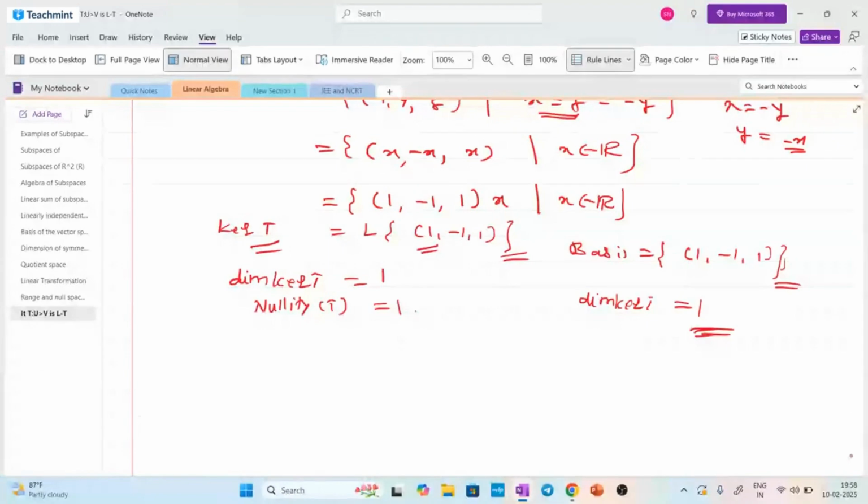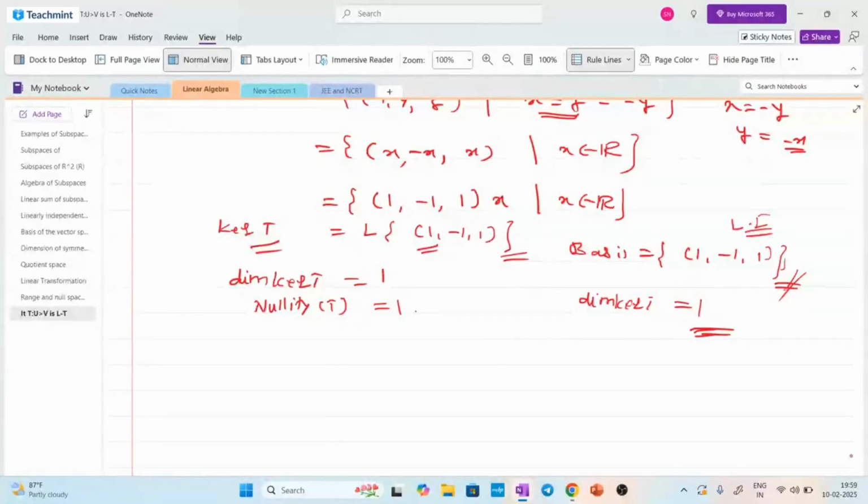In the exam they can ask about the basis, the kernel of T, or the nullity. It is all about the dimension of the kernel of T, and that is also called the nullity of T, and it is also the basis. It is a basis because it is a single non-zero vector, and a single non-zero vector is always linearly independent.